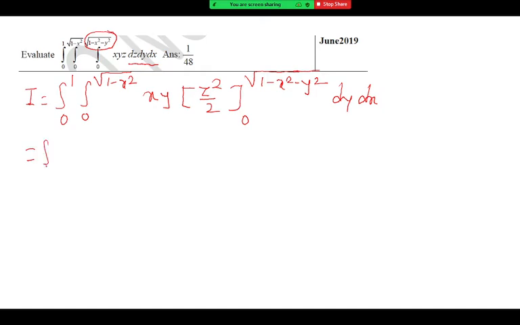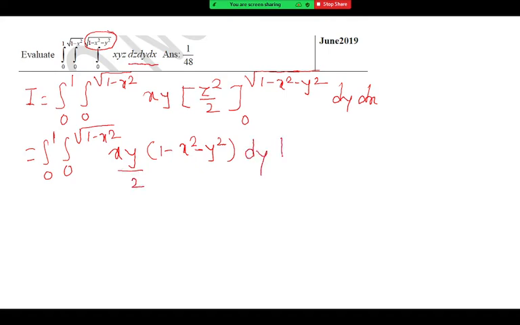If we put the upper and lower limits, we get here x square minus y square, all upon 2. Now next step, how to integrate this with respect to y now? Anyone? Simplify. Simplify means first you multiply xy inside the bracket, is it?